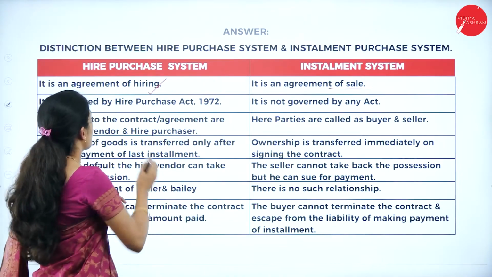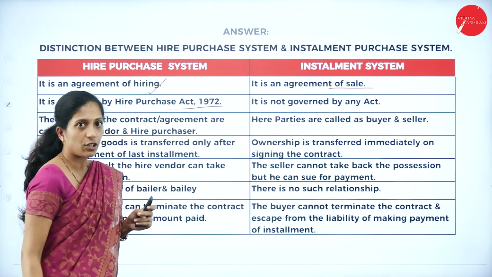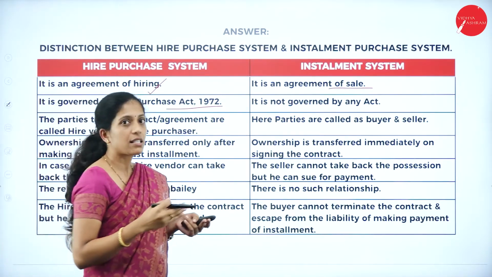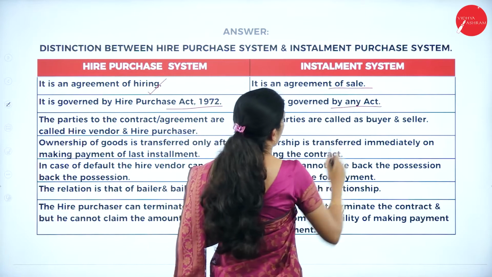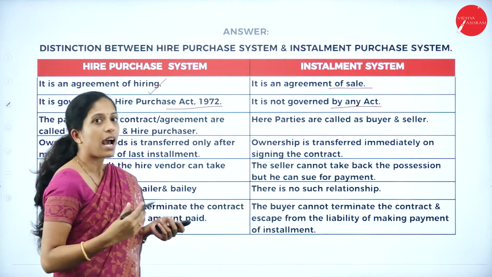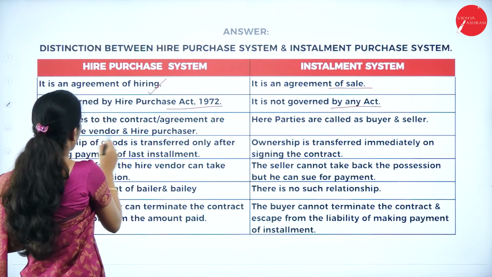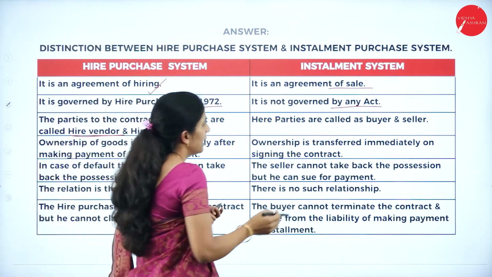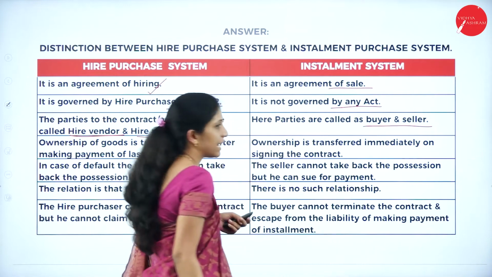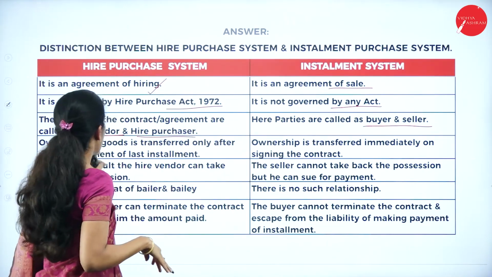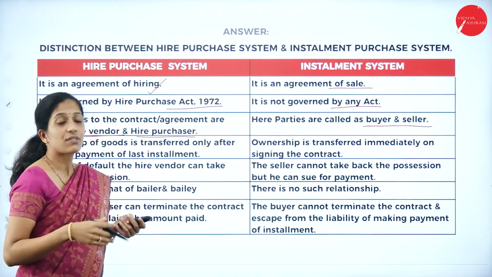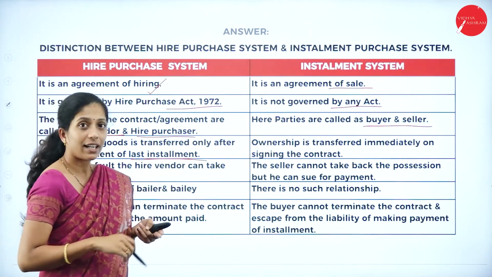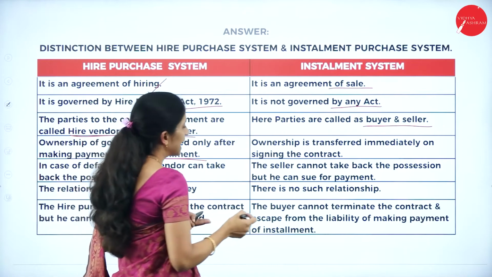Hire purchase system is governed by the Hire Purchase Act of 1972, whereas installment system is not governed by any act. The parties under hire purchase system are the hire vendor, that is the hire seller, as well as the hire purchaser, whereas here the parties are buyer and seller. The next difference is that ownership of the goods will be transferred only after the payment of the last installment, whereas under installment system it will be transferred immediately.